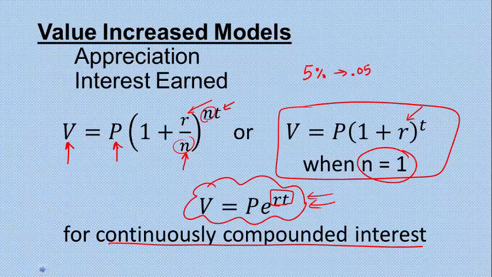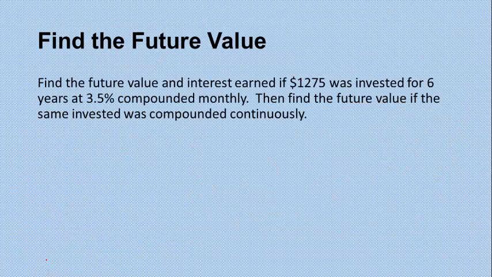All right, let's get started with some examples. So be ready. Here we go. All right, we're going to find the future value of a certain amount of money that we invested. So I'm going to read it to you. Please read along. Find the future value and interest earned if $1,275 was invested for 6 years at 3.5% compounded monthly. Then find the future value if the same investment was compounded continuously. So we're going to set up two.